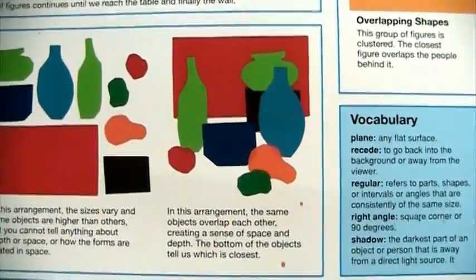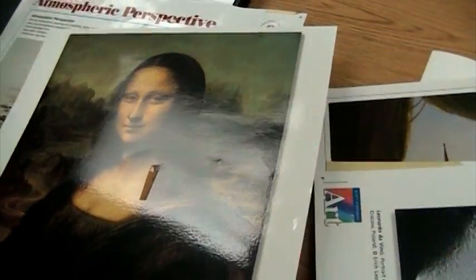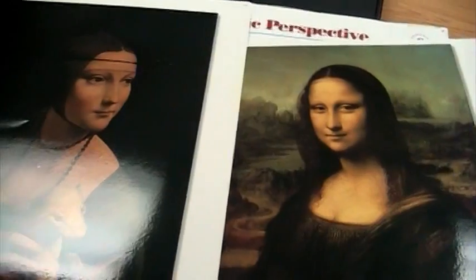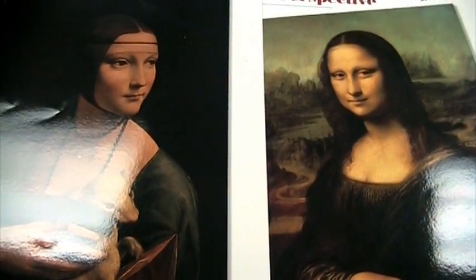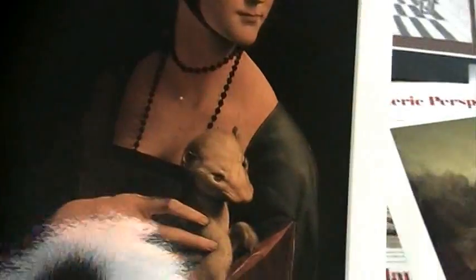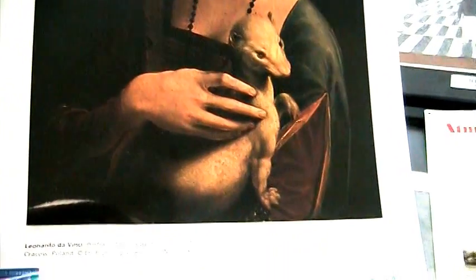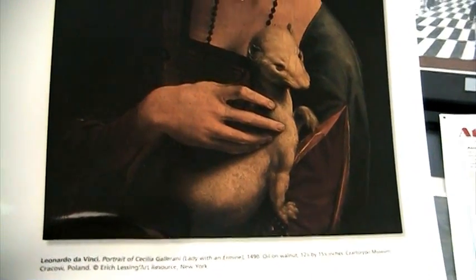And then we talked about a very famous piece of artwork, the Mona Lisa, as well as another piece of artwork by Leonardo da Vinci. And I asked the students which one was done first. Most of them guessed the Mona Lisa, but in fact it was this one called Lady with Ermine. If I can get the glare off for you. We talked about the fact that there's no background here. This was done about 1490.